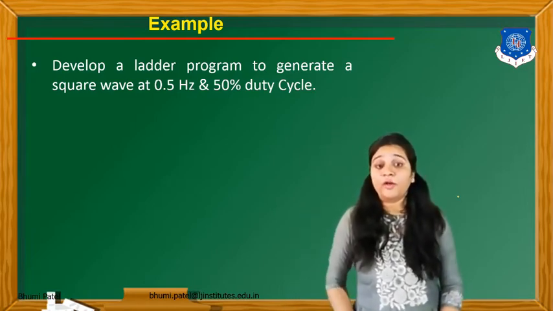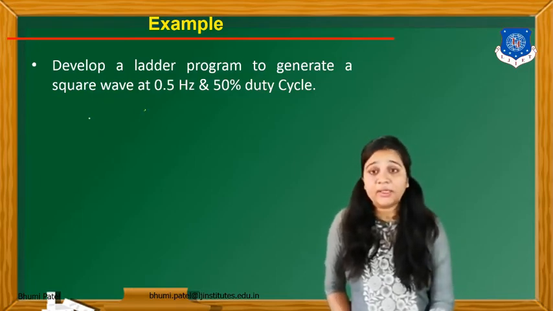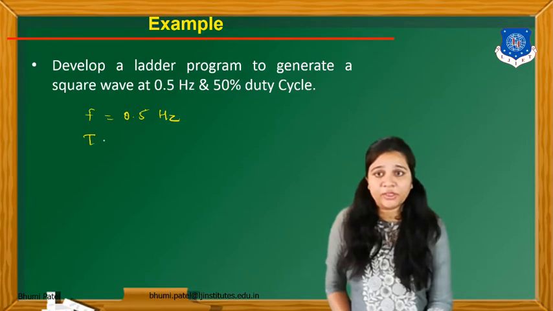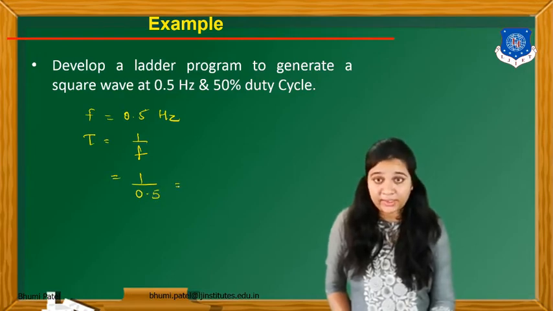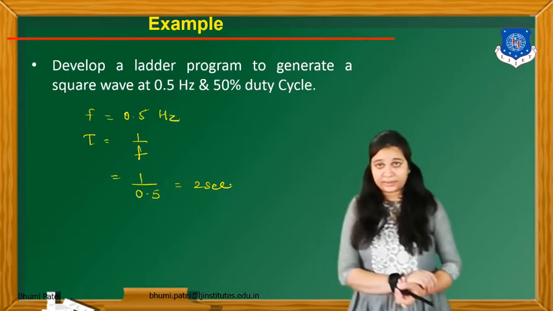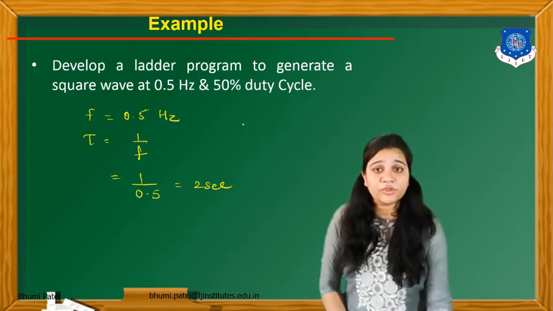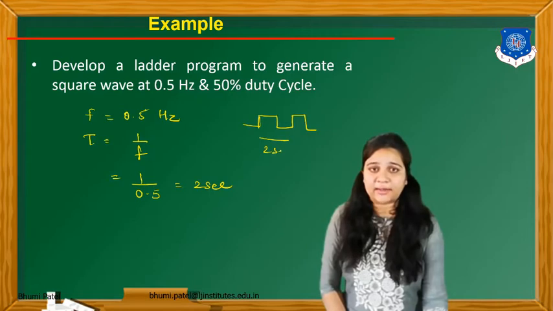First of all we have to find the time for this program. The frequency is given as 0.5 Hz. So what is the equation for T? T is equal to 1 by F, that is 1 by 0.5, so we get 2 seconds. We can find the preset value as 2 seconds, and they have given the 50% duty cycle, and we have to generate the square wave. Our total time is 2 seconds.